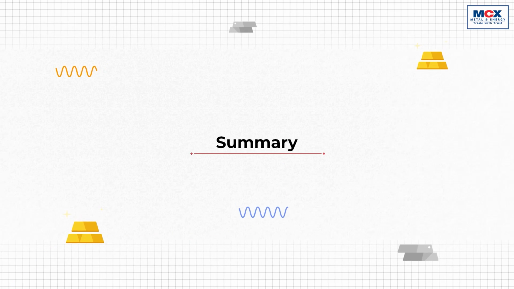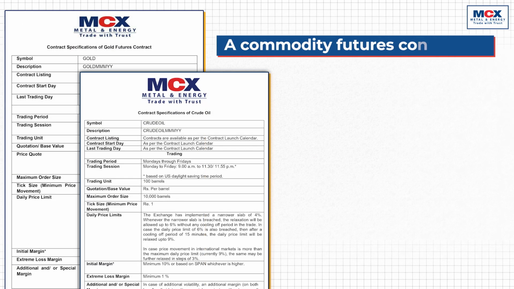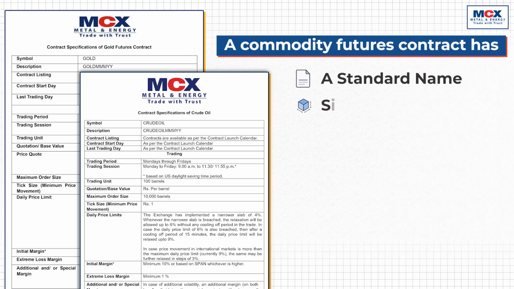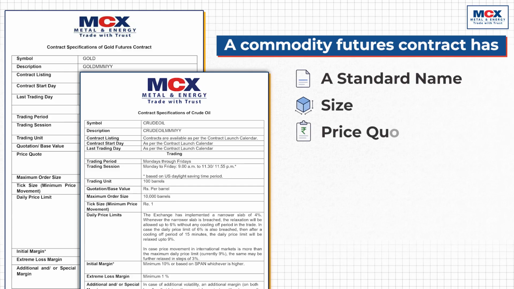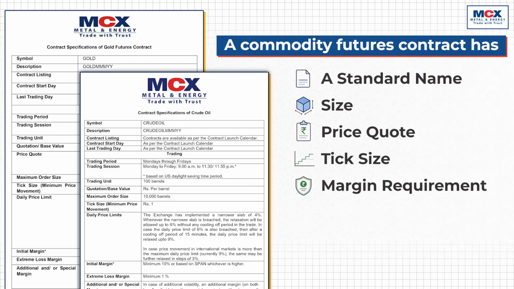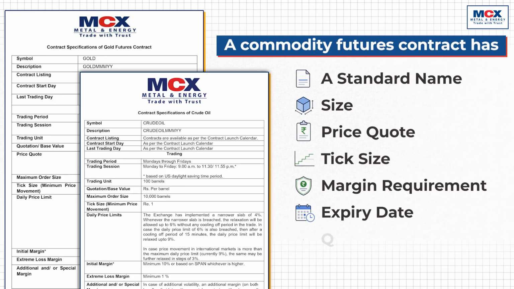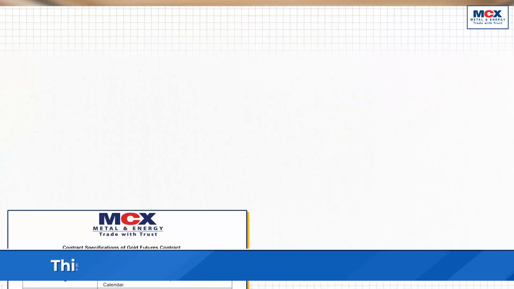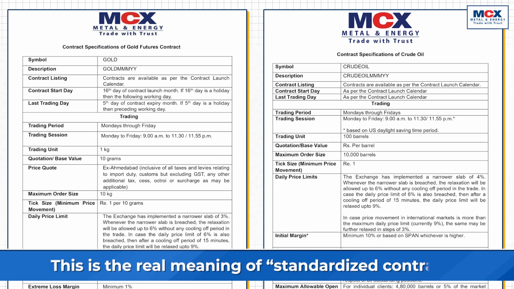Summary. A commodity futures contract has a standard name, size, price code, tick size, margin requirement, expiry date, quality standard and settlement method, all fixed by the exchange. This is the real meaning of standardized contract.